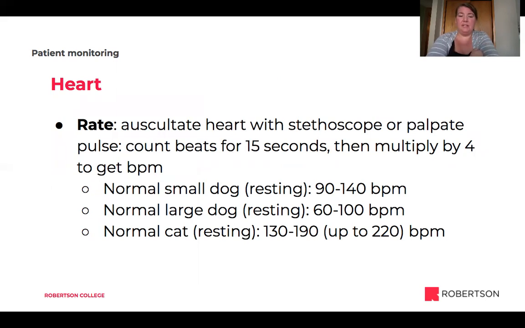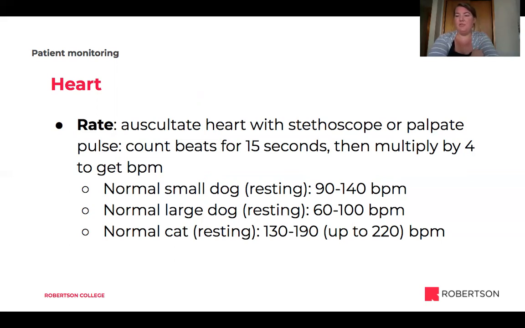So you're going to place the stethoscope over the chest there, and you're going to listen to the heart rate. Or you can palpate a pulse. So palpate, remember, means to feel. We can use our fingers to feel for a pulse. And I'll speak to that in just a few minutes. Either way, we're going to count how many heartbeats we hear or feel.